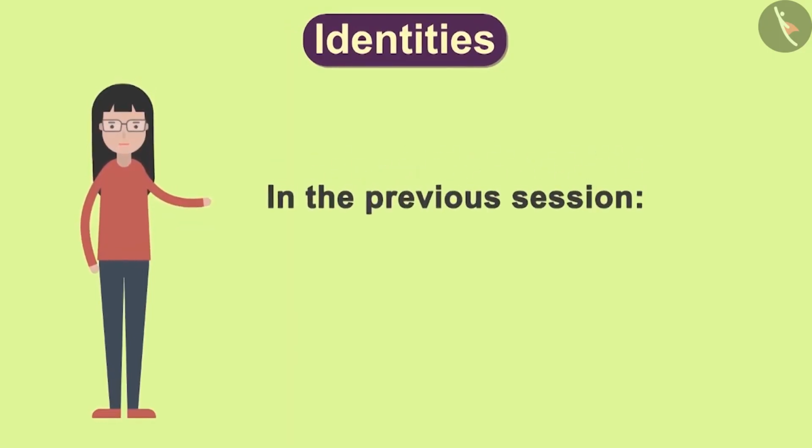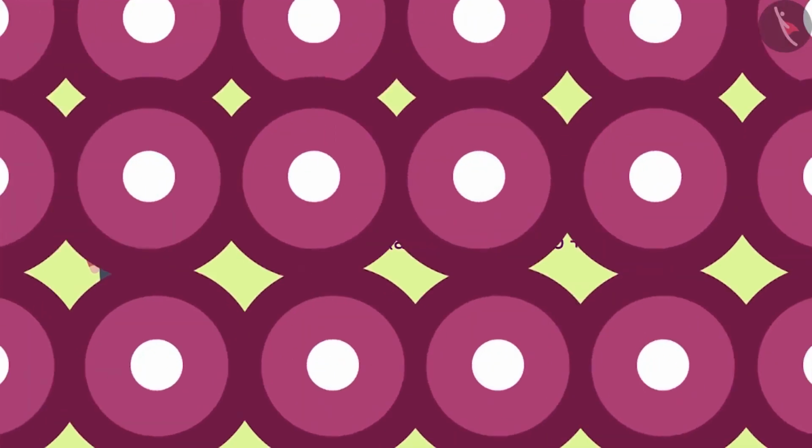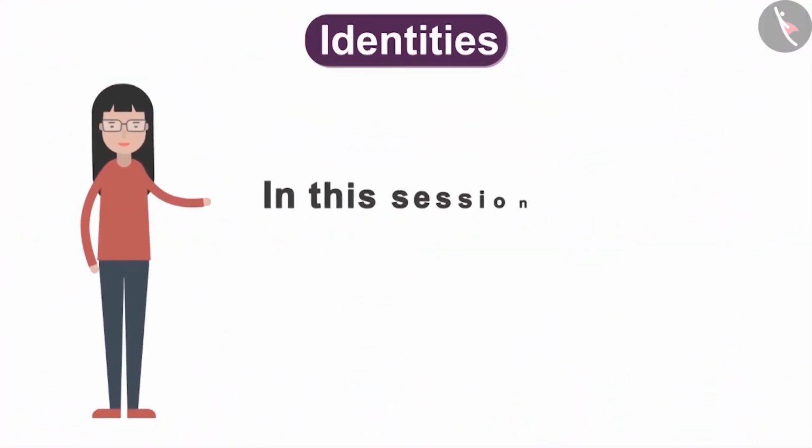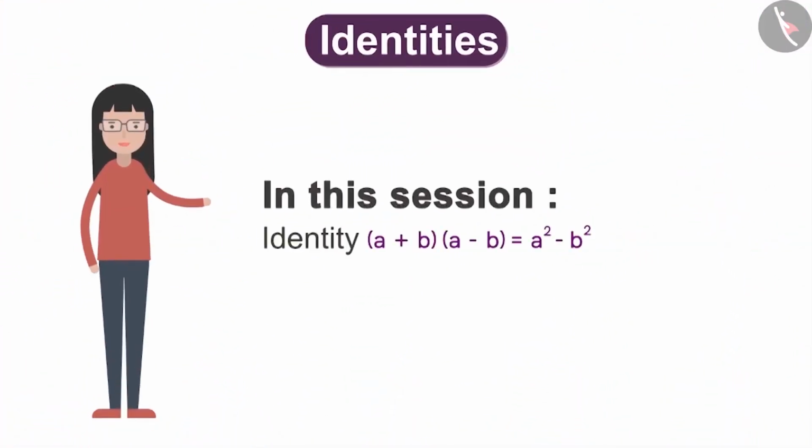In the previous session, we have seen this identity and its application. Now friends, in this session, we will see one more identity. Let us see this identity. This equation says that if we add two variables a and b and multiply it with a minus b, then it is equal to a square minus b square.